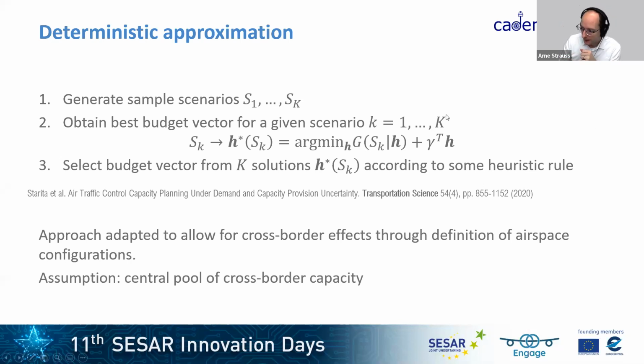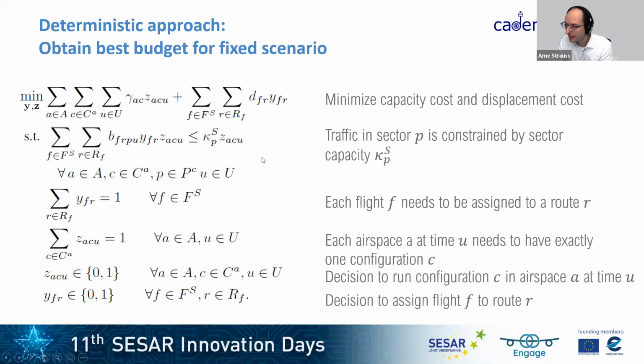In terms of the actual assumption that underpins this, it's being assumed to be a central pool of cross-border capacity that we're drawing from. So then just very briefly, as my final slide on this, the actual evaluation of that cost function. Knowing already what my future scenario is going to look like, that's what we've got over here. So specifically, we're deciding on flight to route assignments. We're deciding on the configuration over time. So A is the airspace, C is a configuration, U is a period of time, such as half an hour, for instance. So we're also deciding on this.